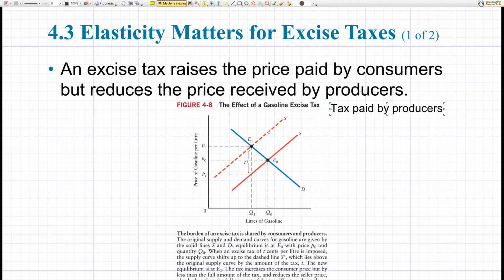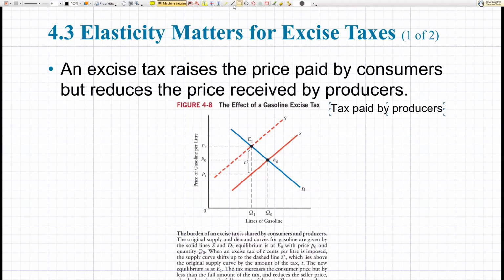But you see that it doesn't mean that the consumers now pay all this extra tax. Where is the new equilibrium? The new equilibrium is here, where the new supply curve crosses the same demand curve. The new equilibrium is going to be E1. And you're going to get a gap between what the consumers pay, PC, and what the producers get, PS. And what is this gap? It's the tax that they pay.